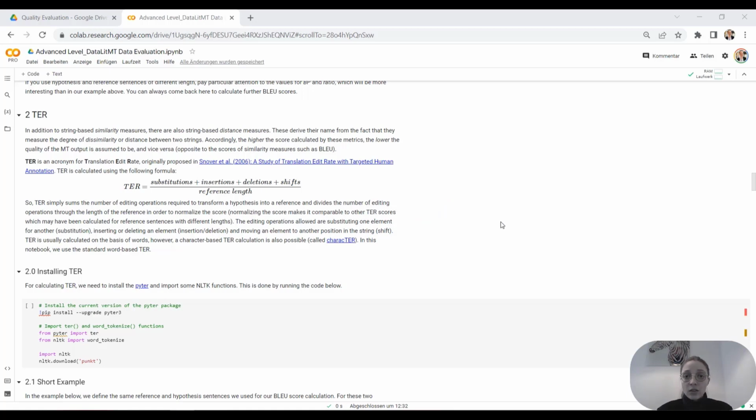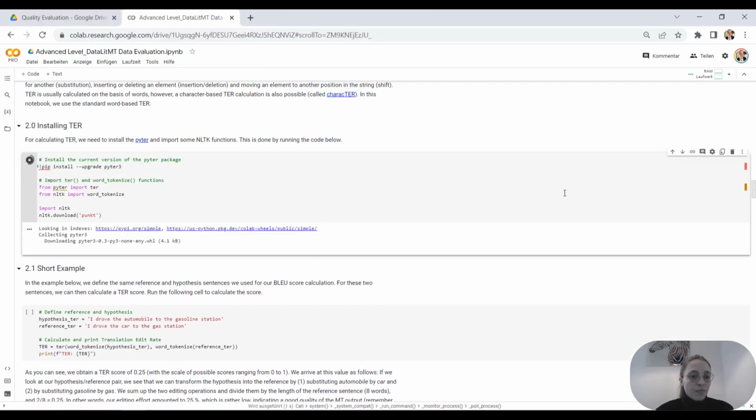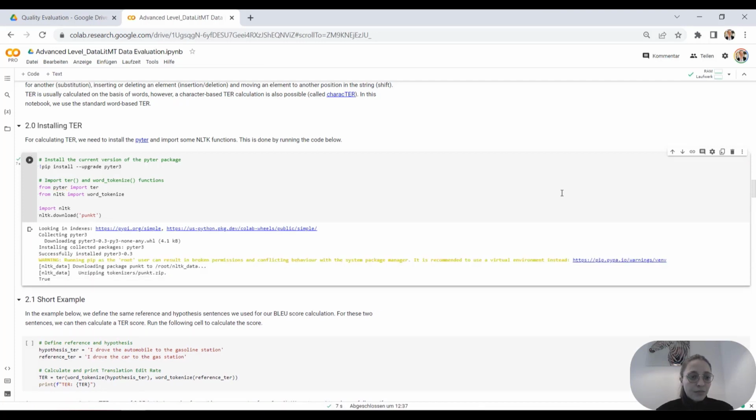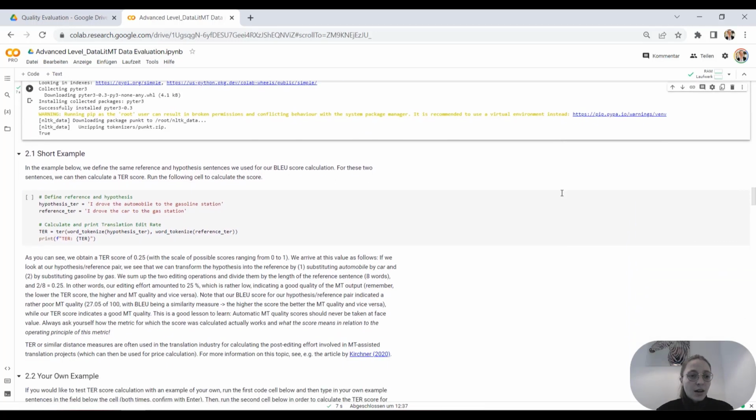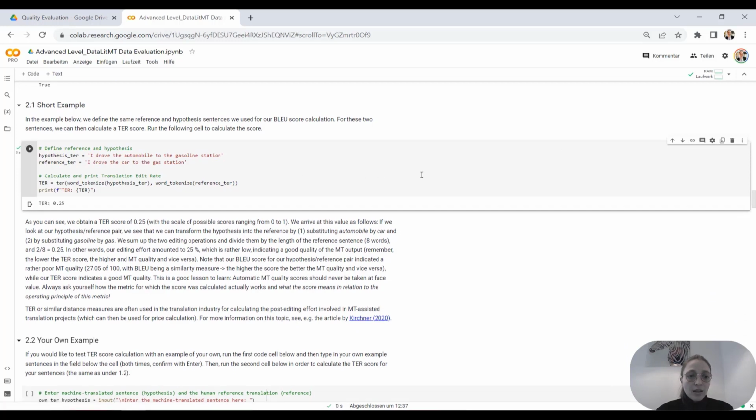So we can go ahead and do that. Once again, we have to actually install TER here. So we just run the cell and download the packages needed. And once that's done, we can look at our example again. So once again, we have the same example as we have above. I drove the automobile to the gasoline station and I drove the car to the gasoline station. And we can see here we get a value of 0.25, which is a value calculated between 0 and 1. And we can see that this value is relatively good. So this is closer to 0 than it is to 1. So that's already a good sign.